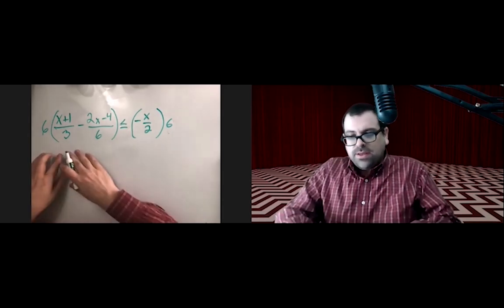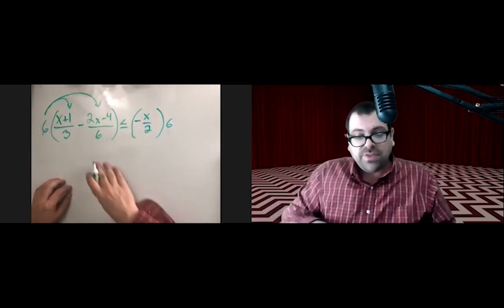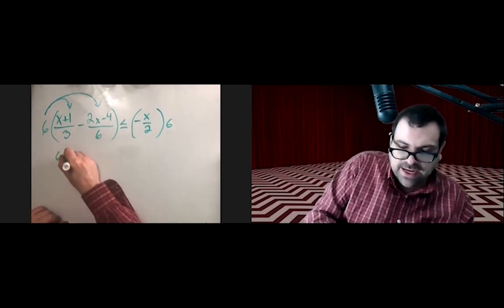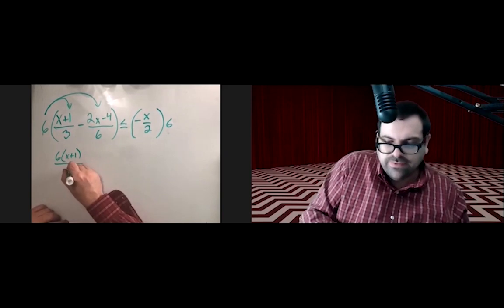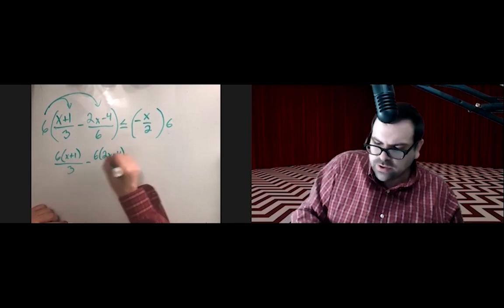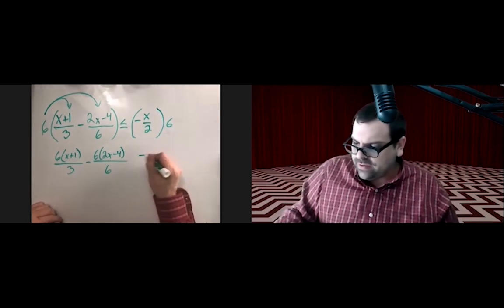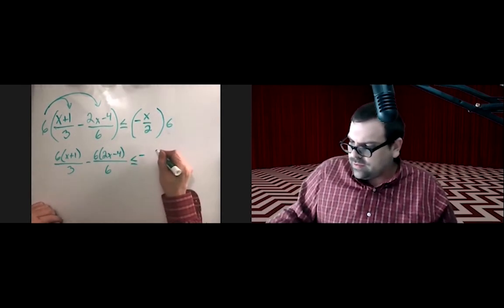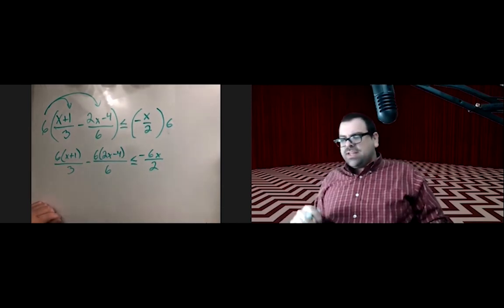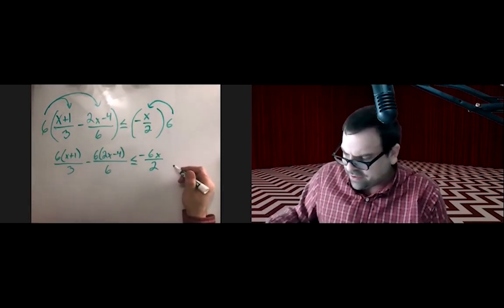So notice, multiplying both sides means that the 6 gets distributed to both of these terms. So it's like having a 6 times the x plus 1, and all of that's over 3. It's like having a 6 times the 2x minus 4, all of that's over 6. And here, it's like having a negative 6x over 2 instead of just an x over 2. The 6 gets multiplied by that fraction.